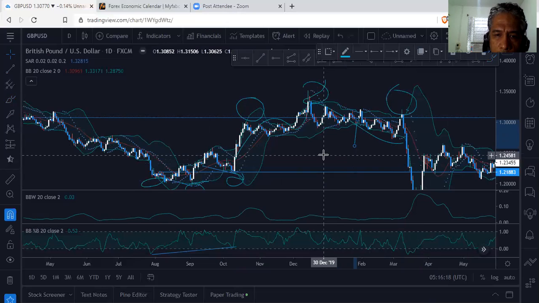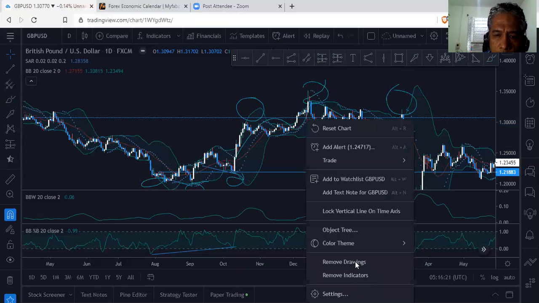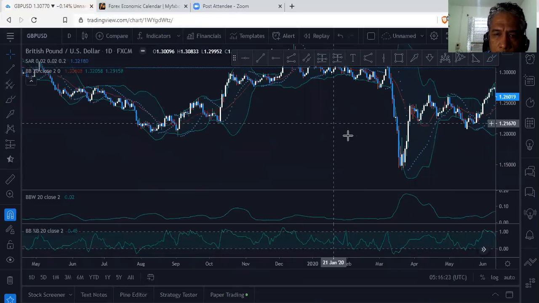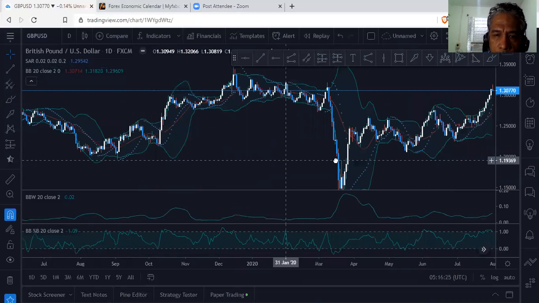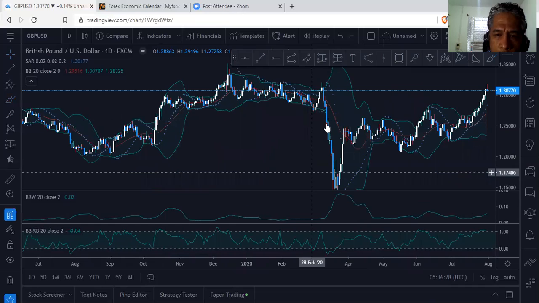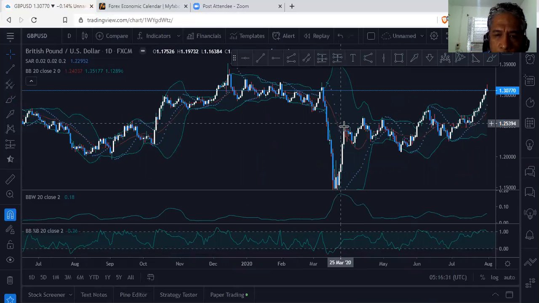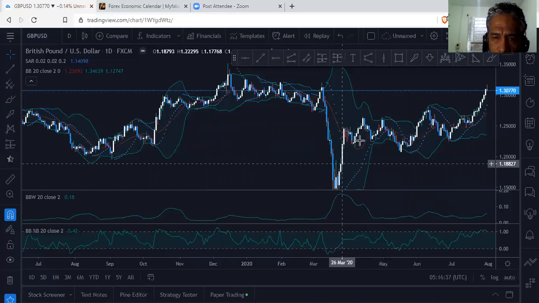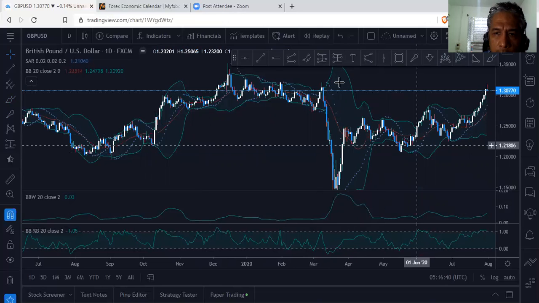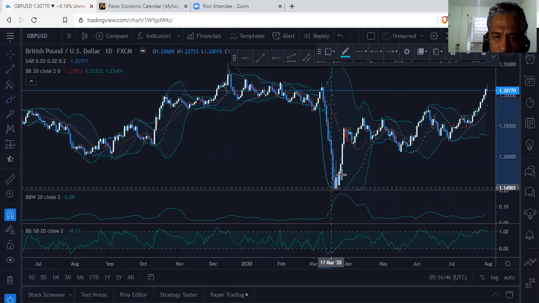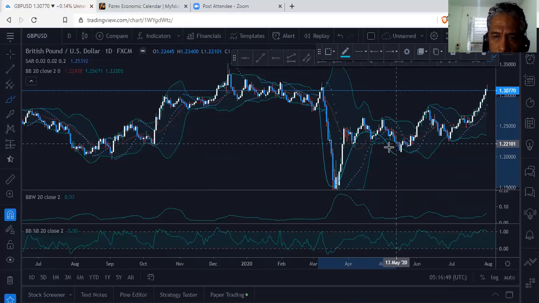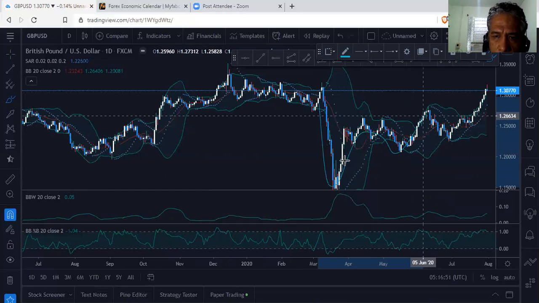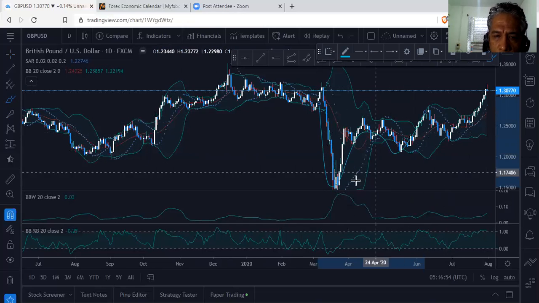See that one? All the way down. And as the market tried to reverse in this area, this is a new W pattern, as you can see. That one, W pattern, right?